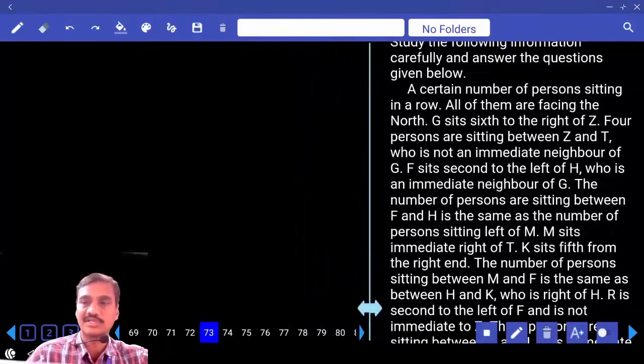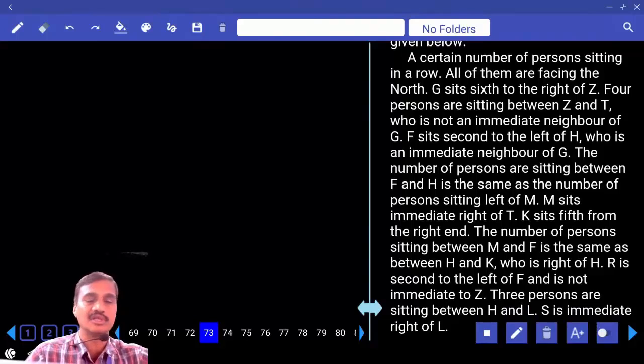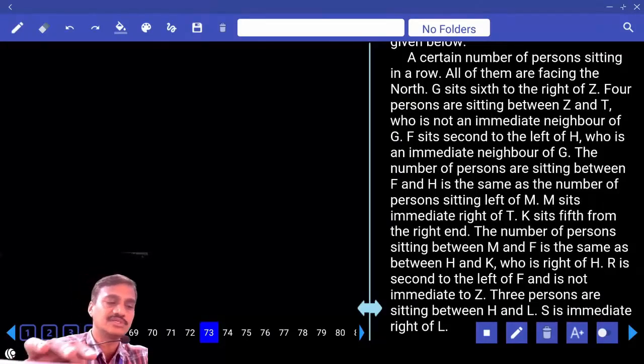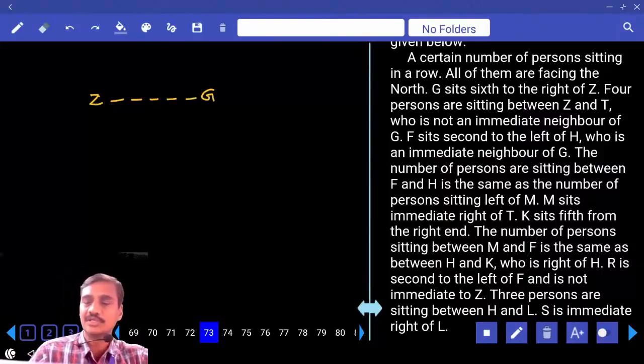Then coming to this one, a certain number of persons are sitting in a row and all the persons are facing towards north, is clearly given. Then G sits 6th to the right of Z. G is seated 6th to the right of Z. Order is clearly given. And G is 6th to the right, 3, 4, 5, 6. Now G sits 6th to the right of whom? Right of Z. 4 persons sitting between Z and T, and T is not an immediate neighbor of G, and now 4 persons are sitting between T and G.